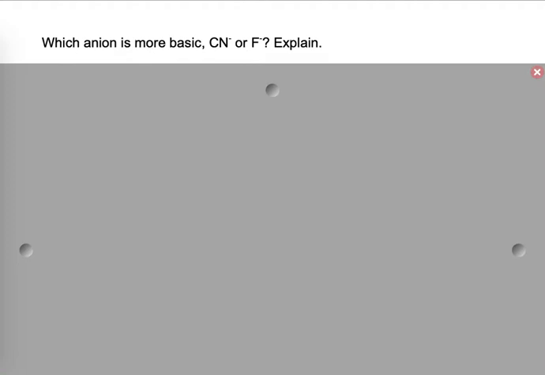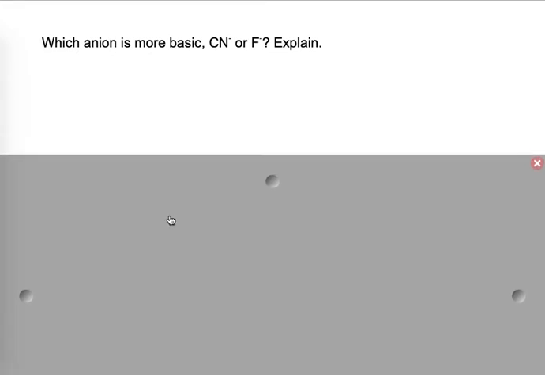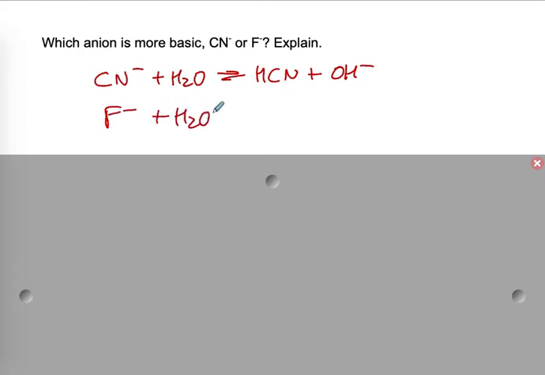Let's go back one more. So let's use these principles to compare the basicities of two anions, each of which is the conjugate base of a weak acid. Which is more basic, cyanide or fluoride? Well, let's write out the equilibria for the ionizations. Cyanide with water to form hydrocyanic acid plus hydroxide. Fluoride plus water to form hydrofluoric acid plus hydroxide.